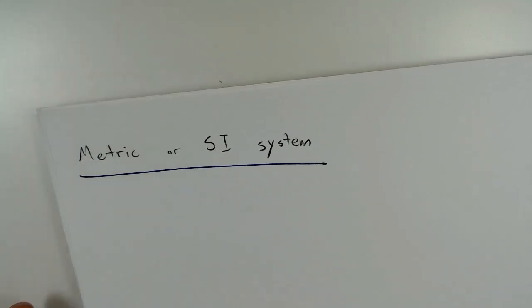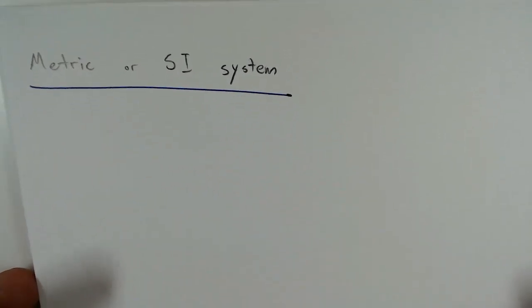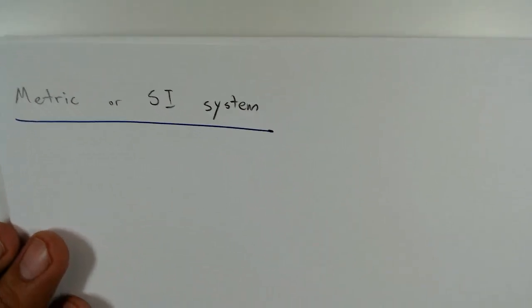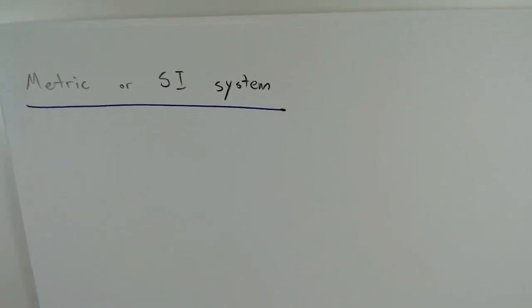Just keep in mind, though, that when you're dealing with any kind of numbers in science, we're typically going to work in metric. There is some overlap between them. So the main units that we're going to have to deal with are units for length.